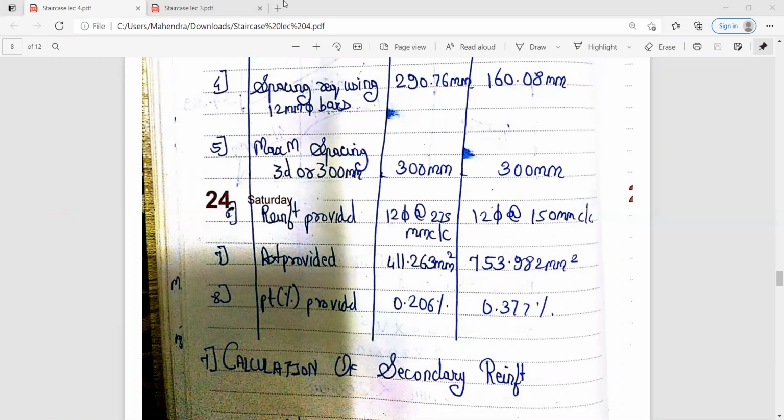Then proceeding for the calculation of secondary reinforcement. Yes, this calculation of main reinforcement everyone understood? Anyone is having any doubts up till here? ये टेबल में किसी को कुछ डाउट है? If you are having any query, you can ask. Yes, everyone clear?